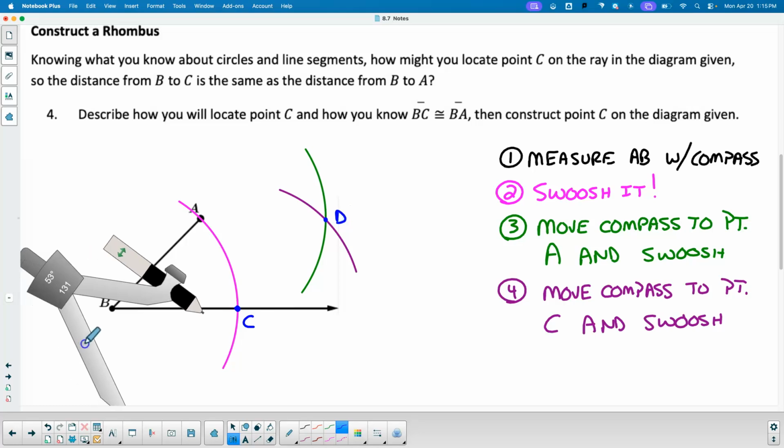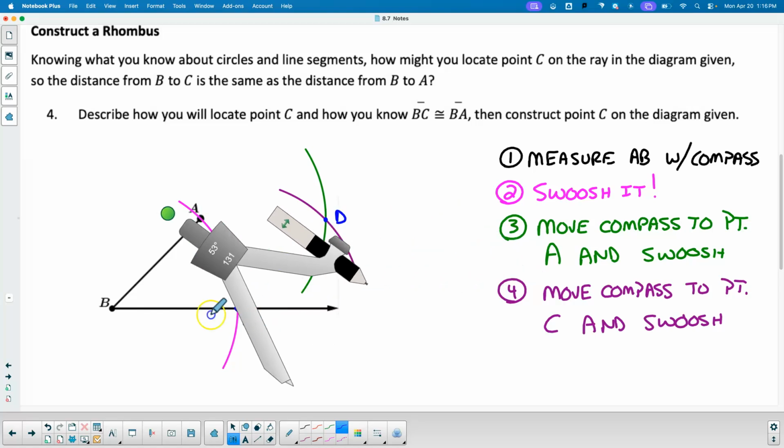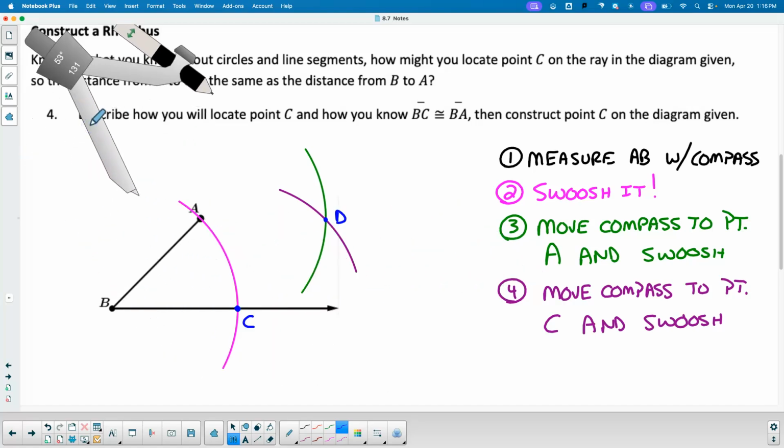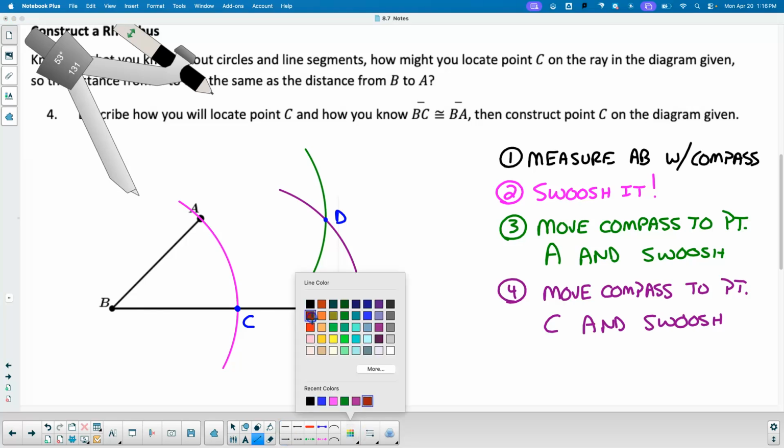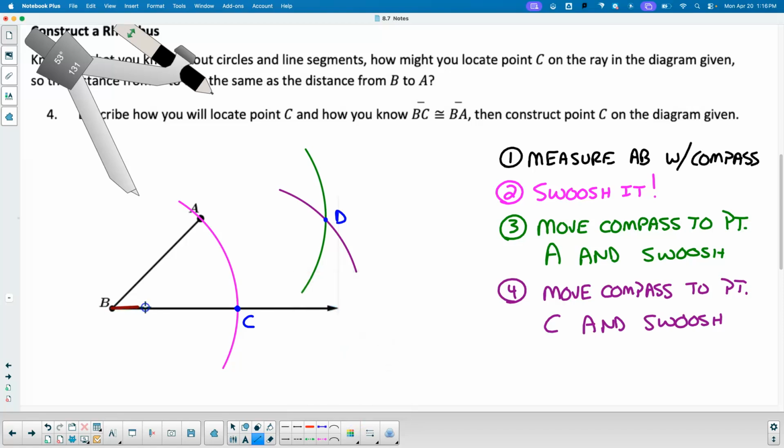Because you didn't change the opening on your compass at all, point A, point B, point C, and point D are all equidistant from each other. So therefore, that is your rhombus. If we change the openings, then it's not a rhombus anymore. Okay?